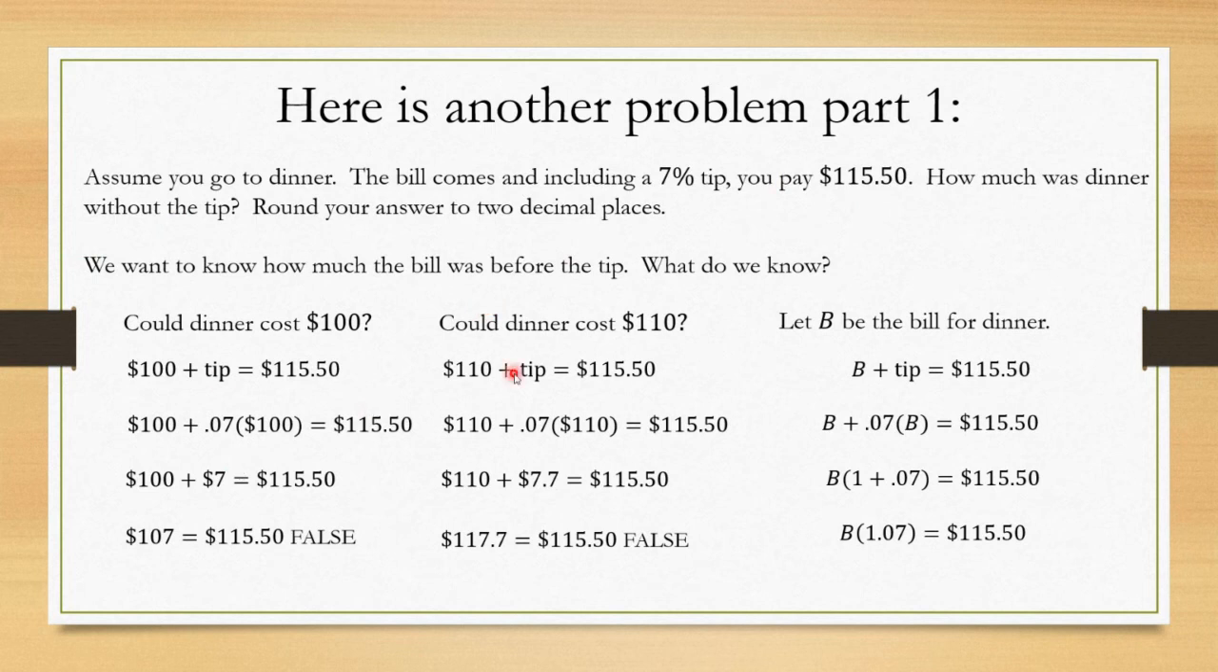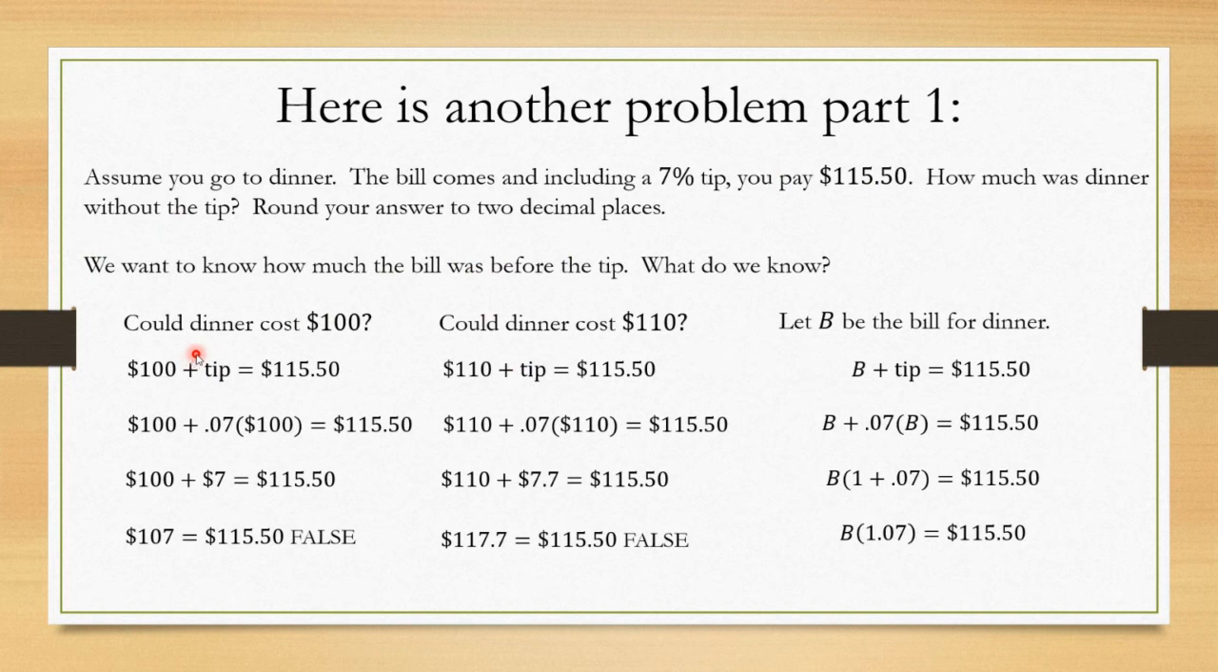And now I presented some calculations to illustrate how we would do this. I have done this kind of question before, and from my experience at least, people struggle with it. So we want to know how much the bill was before the tip. Okay? Well, let's approach it this way. Could dinner have cost $100? Well, if it did, what would have to happen?